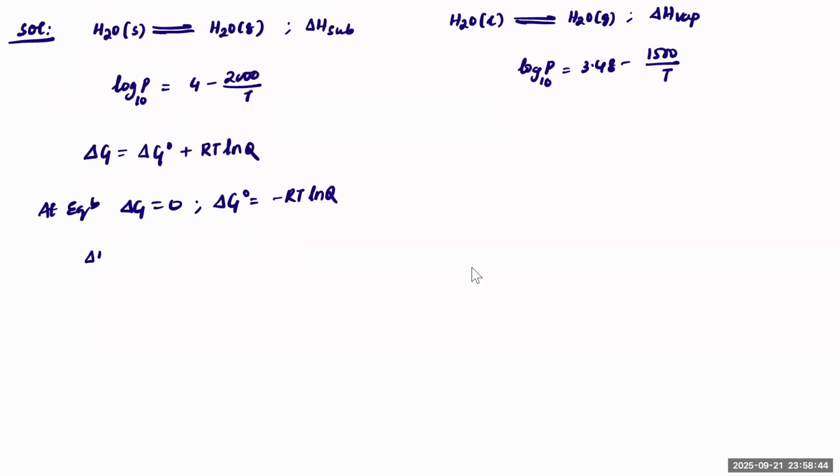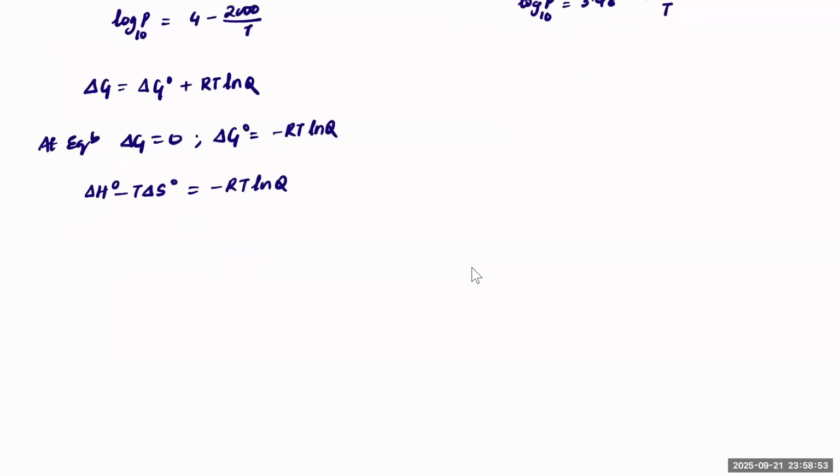Now, delta G naught can be written as delta H naught minus T delta S naught, which is equal to minus RT ln Q. Sorry, not Q, Kp. Because now it has become equilibrium, so Q will become Kp. Got it? So this is what we have. Now can I write this? ln Kp will be equal to minus delta H naught by RT plus delta S naught by R.